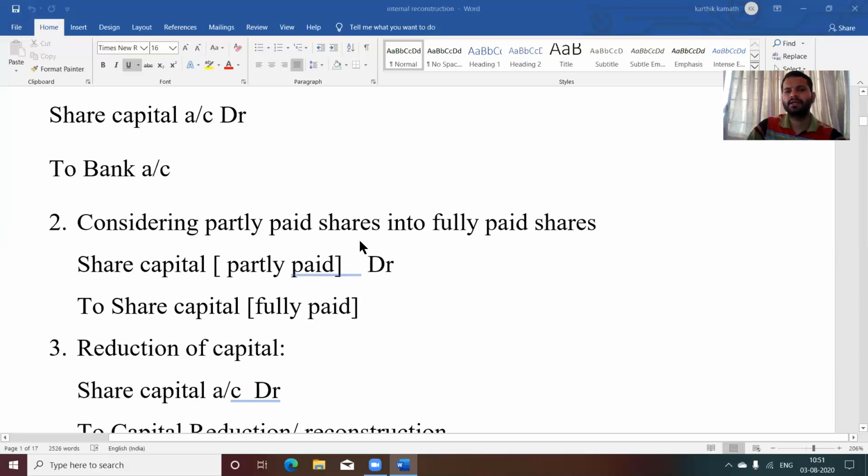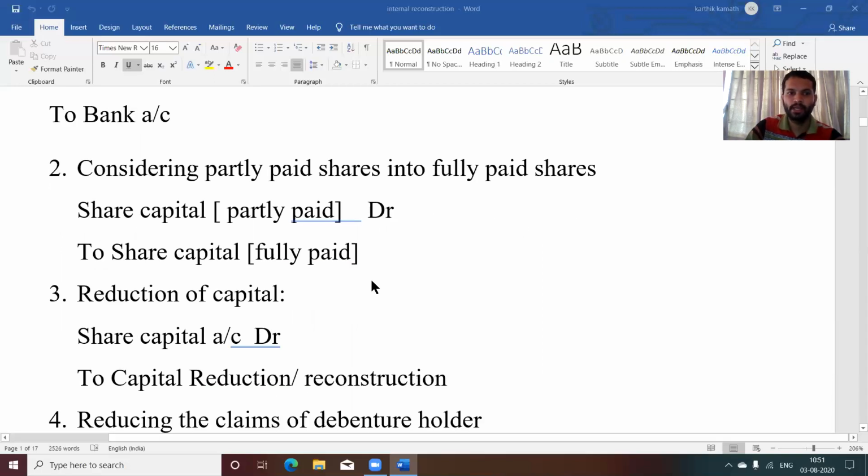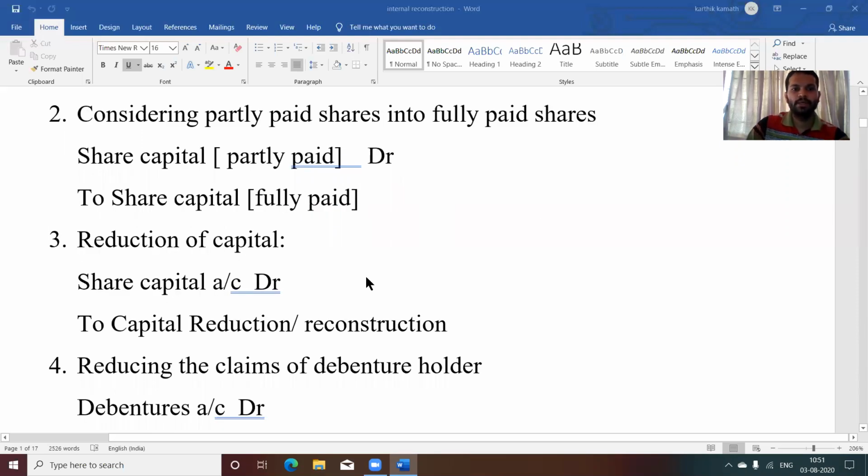Then considering partly paid shares as fully paid shares. Suppose there are partly paid shares, say 100 rupees face value share partly paid up to 75. 75 rupees is paid, that means the unpaid value of the share is 25. In the case of such shares, what is the journal entry? Considering partly paid to fully paid, it is share capital partly paid account debit to share capital fully paid account. Then reduction of share capital. This is a very important journal entry in the case of internal reconstruction.